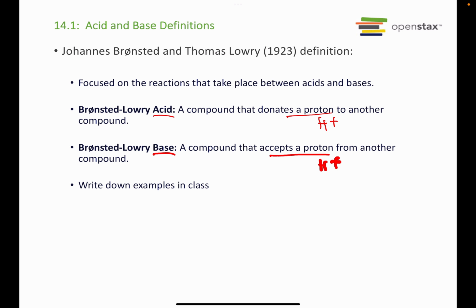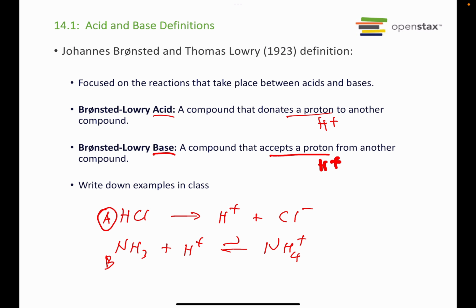So that would be, say, HCl, which donates H plus. And then ammonia will accept H plus, giving us ammonium ion, right? So that's an acid, and that's a base.